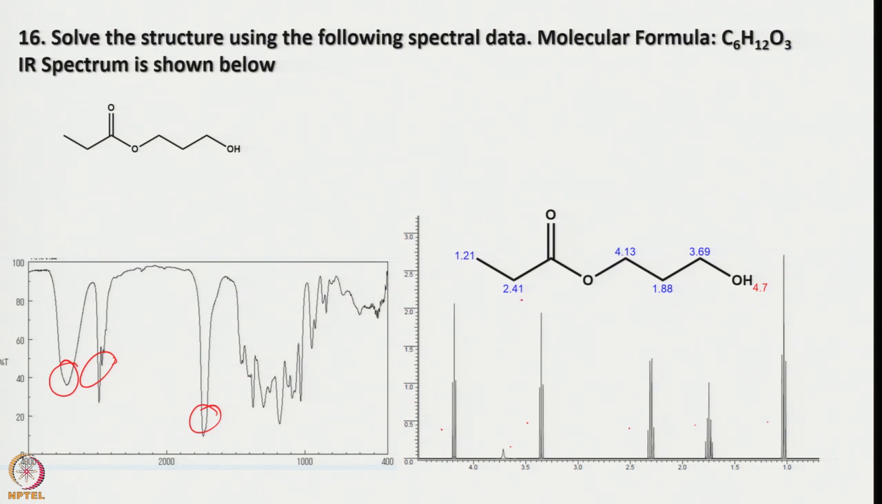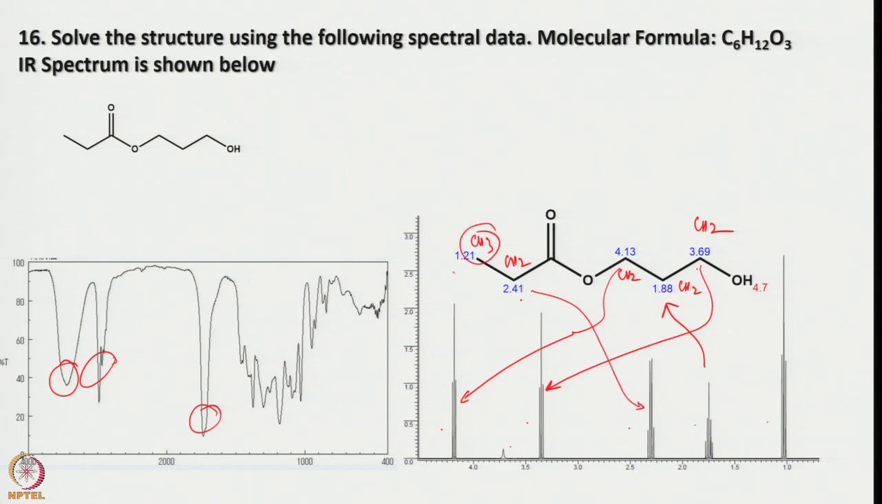So this is the structure, and of course the formula is C6H12O3, and this is CH3, CH2, CH2, CH2. The moment you see a quintet here, the quintet can be assigned to 1.88. And then 3.69, a triplet, is here. And 4.13, this one, and here CH2 is there. And then this is a quartet at 2.41. And then this one is a typical ether one. So all of them are here, and water is there. And this OH is there in this one.